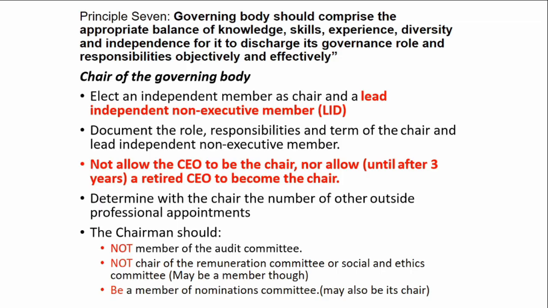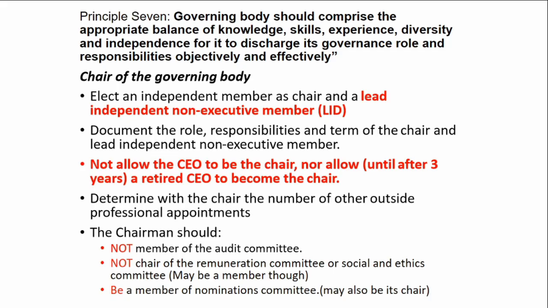The chief executive officer or CEO is not allowed to be the chairperson, because if he were allowed, then he would have far too much power. A former CEO cannot be elected as a chairman until 3 years have expired. This is how important it is to ensure that the CEO and chairperson positions stay separate. Before a chairperson is appointed, it needs to be determined the number of outside professional appointments that they already have. This is to ensure that they have enough time and enough ability to execute the responsibilities of chairperson.